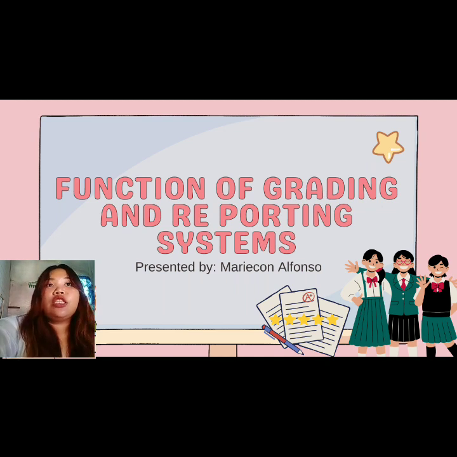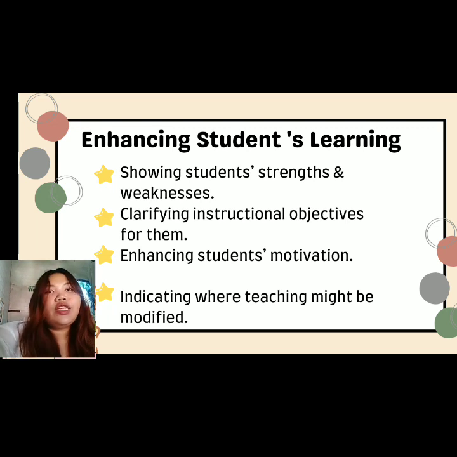Now we're done discussing what is grade and reporting in learning. Now let's proceed to the functions of grading and reporting system. The first function of grading and reporting system is enhancing students' learning. So how will the grading and reporting system enhance the learning of the students?